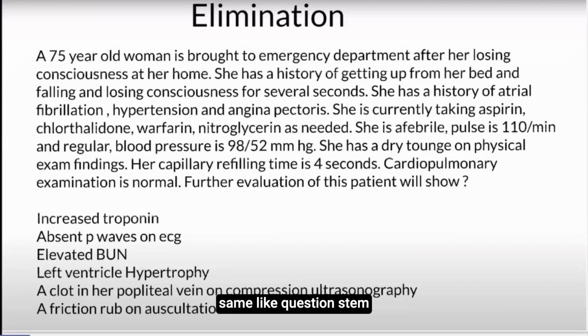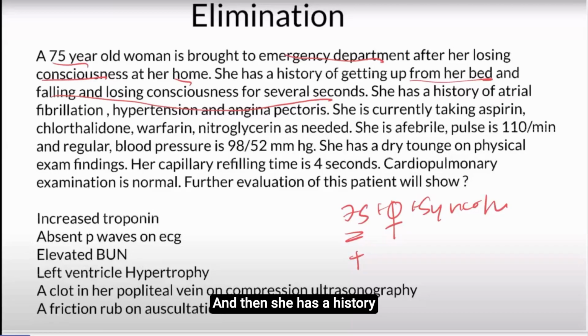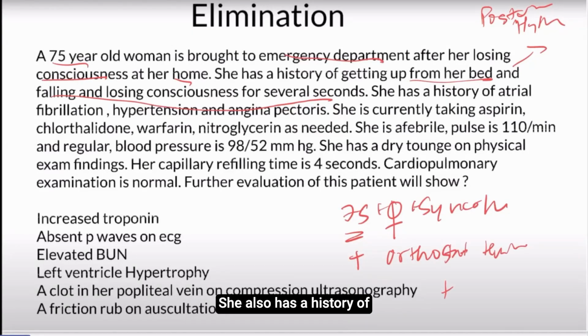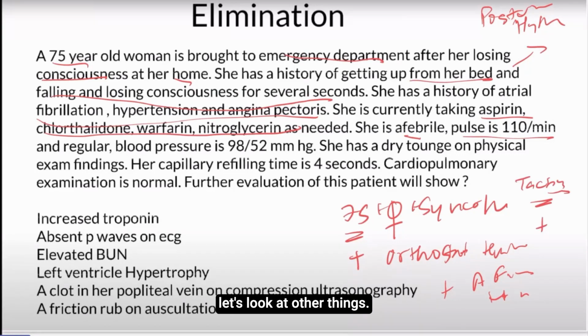So let's go back to the same question stem and use testing skills. Let's start dissecting it. 75-year-old woman presenting for loss of consciousness, that's syncope, and then she has a history of getting up from bed and losing consciousness. What is this? Postural hypertension, orthostatic hypertension here. She also has a history of AFib, hypertension, and angina pectoris. We'll note that down. Currently on aspirin, on warfarin, and nitroglycerin. So those drugs could have side effects and something to keep in mind. She's afebrile, pulse is this much, it's elevated, so she has tachycardia. Plus, let's look at other things. She has dry tongue, so there's probably some level of hypovolemia.